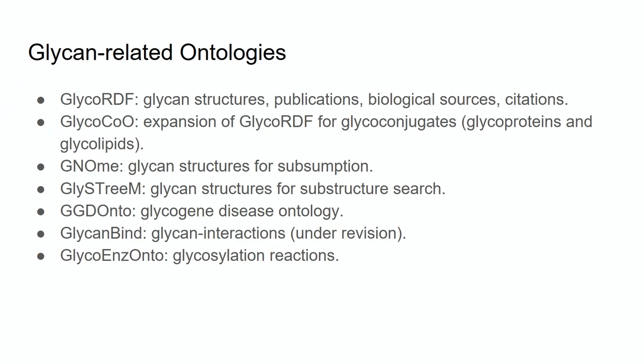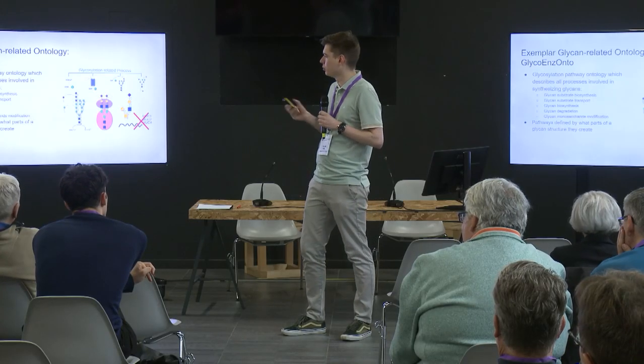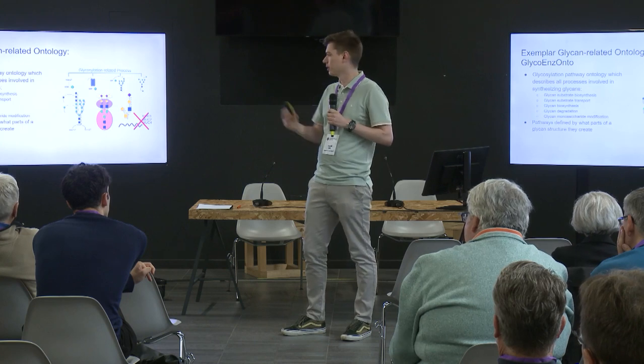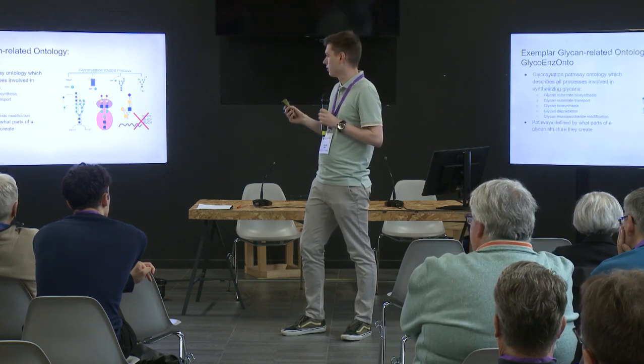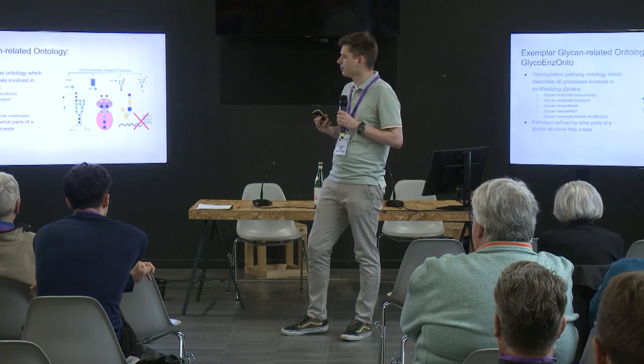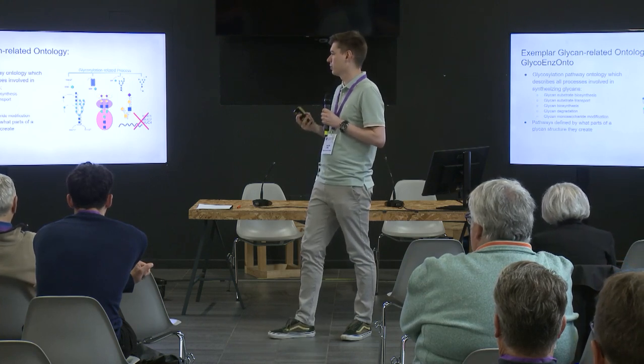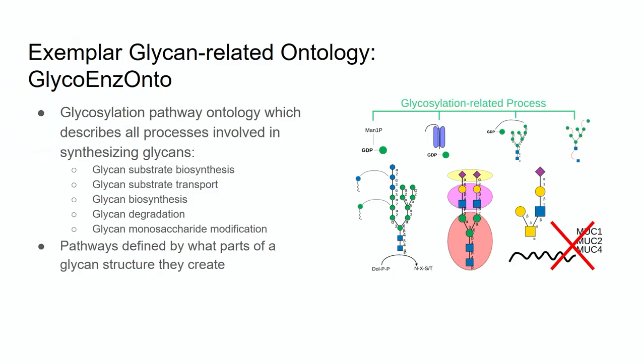We have GNOME for glycan structures. GlyStream for glycan structures and in particular substructure search. GDD onto for glycogen disease ontologies, GlycanBind, and glycans onto. So like we said here, there's a large number of these. So I'm just going to go through one of them as an exemplar, just so I can give you a better idea of these. So we have glycans onto, which provides information on glycosylation pathways, which describes the process involved in synthesizing a particular glycan.